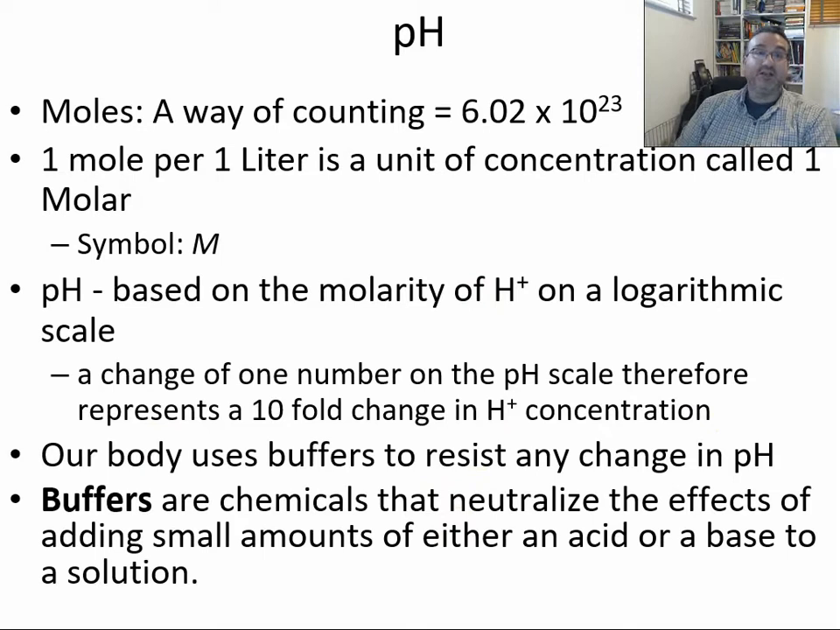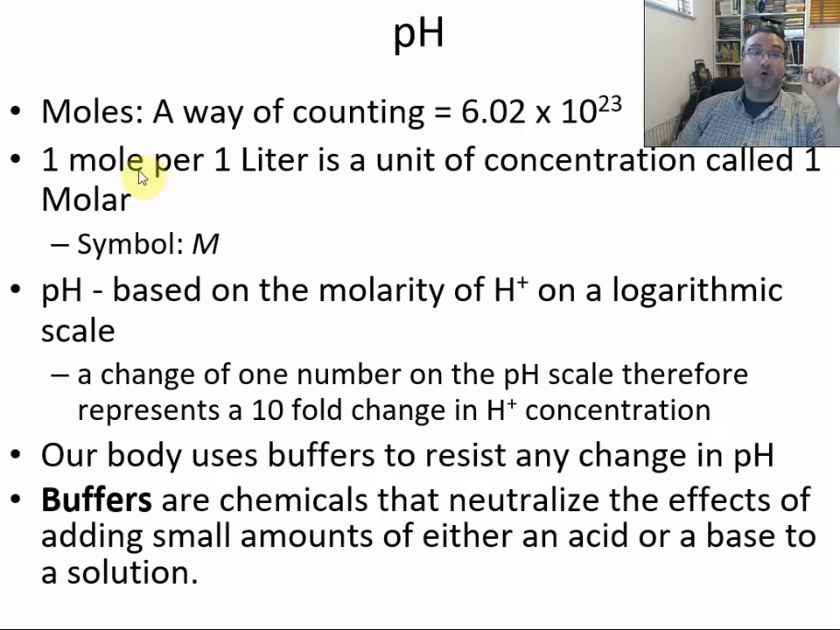To understand pH, you need to understand a thing called moles from chemistry. A mole is a way of counting things. The same way a dozen means that there's 12 of something, or a pair means that there's 2 of something, a mole means that there's 6.02 times 10 to the 23rd, a large amount of something that helps us count many, many tiny chemicals or atoms.